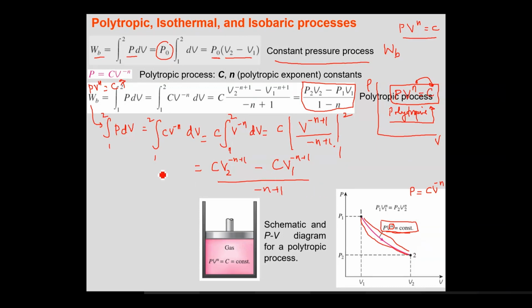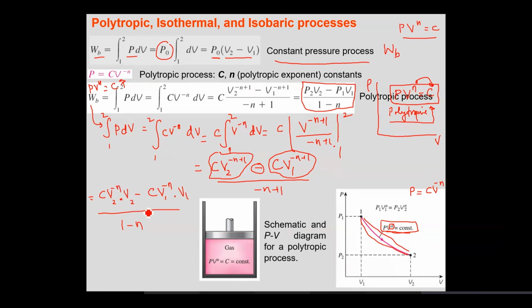Yes, sir. All right. Now I can write this expression in this form: C V2 to the power minus n multiplied by V2, then minus, and I can write this expression also in this form, C V1 to the power minus n multiplied by V1, whole over 1 minus n. This is the same thing. Is it clear?